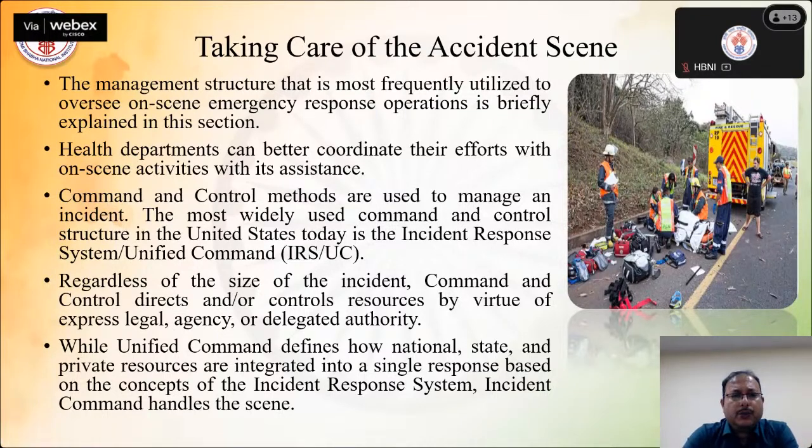Command and control methods are used to manage an incident. The most widely used command and control system in the United States today is the incident response system, or incident command system, or unified command. You see, in India also we are using the incident response system at one go, regardless of the size of the incident. Command and control directs and or controls resources by virtue of the express legal agency or delegated authority.